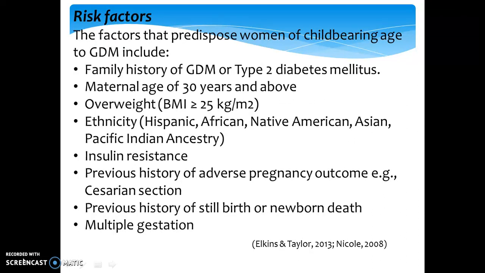Risk factors. The risk factors that predispose women of childbearing age to gestational diabetes mellitus include family history of gestational diabetes mellitus or type 2 diabetes mellitus, maternal age of 30 years and above, overweight with BMI, body mass index, more than 25 kg per meter square, ethnicity: Hispanic, African, Native American, Asian, Pacific Indian ancestry, insulin resistance, previous history of adverse pregnancy outcome, or previous histories of stillbirth or newborn death, and multiple gestation.